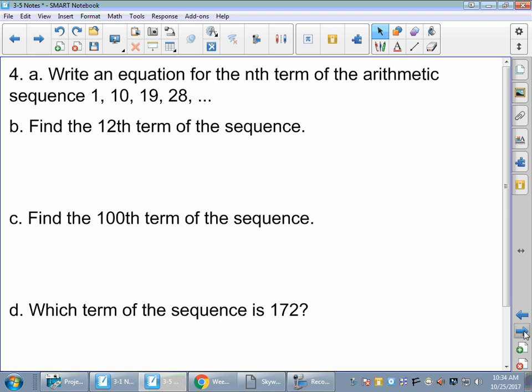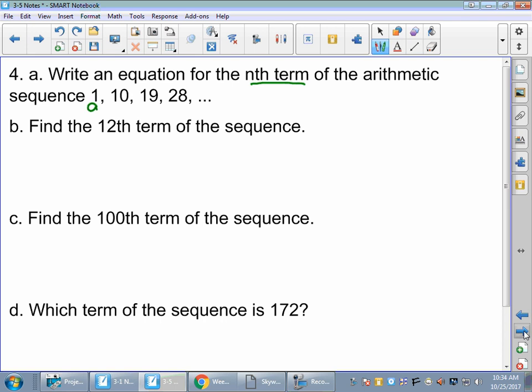So let's go ahead and start. Part A for number 4 is write the equation of the arithmetic sequence. When we come up with an equation, we can use it over and over again. If you look at part B and part C, we're going to use this equation to find the 12th term. We're going to use that same equation to find the 100th term. So it's an equation that we can work with over and over and over again. We don't know the nth term, so we're going to leave n as just n.